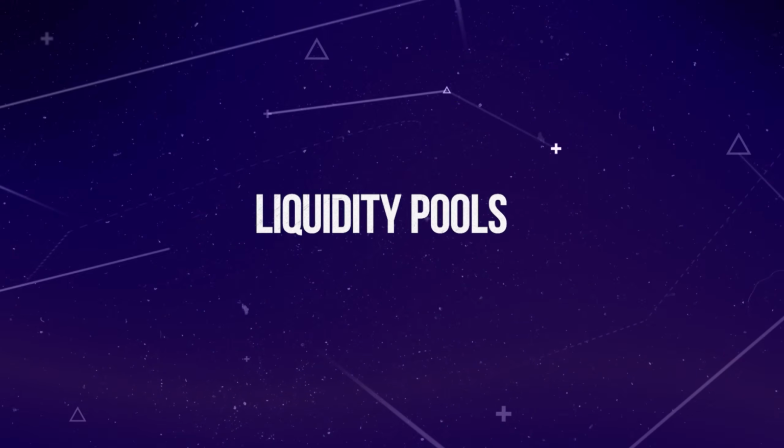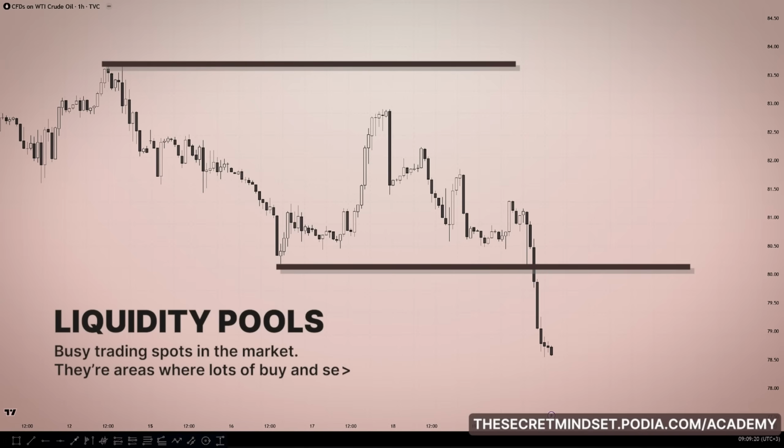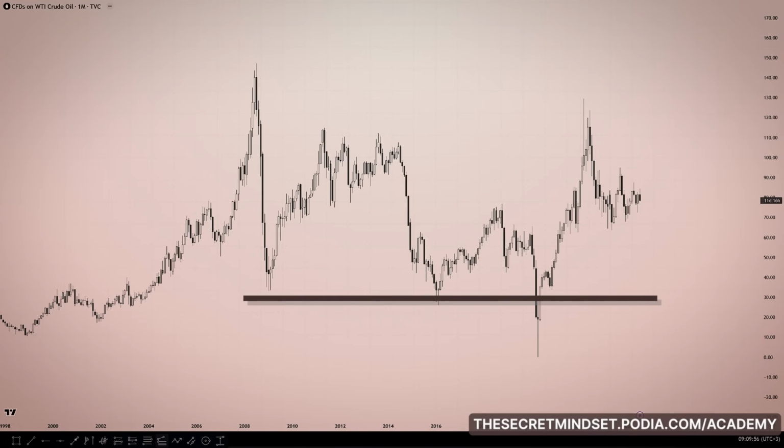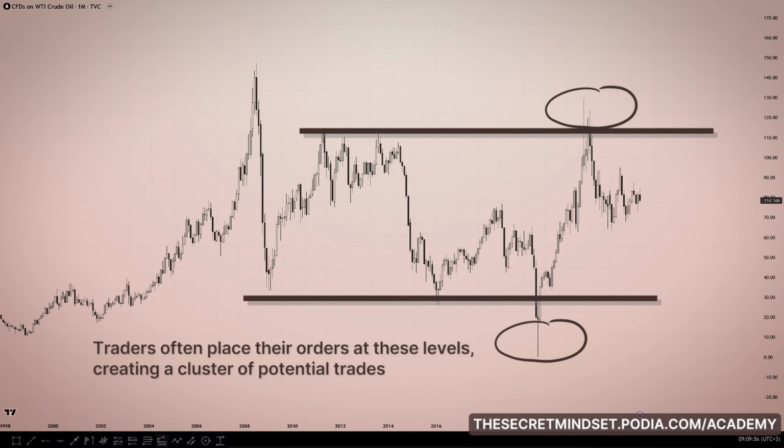Your main task is to find liquidity pools. Liquidity pools are like busy trading spots in the market. They're areas where lots of buy and sell orders gather, and they form at key price levels. These could be previous highs or lows, round numbers, or other important points. We'll talk about these in a minute. Now, traders often place their orders at these levels, creating a cluster of potential trades. And there are different types of liquidity pools.